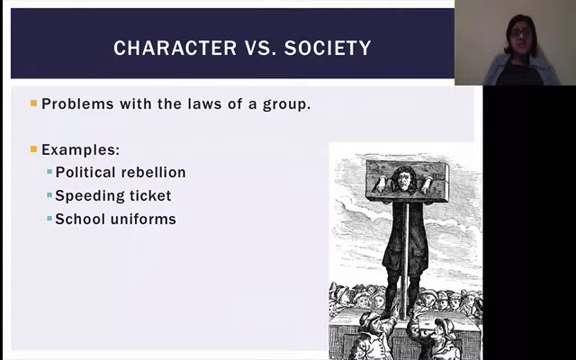The next is character versus society. So this is when a character has problems with the laws or norms of a group. So some typical situations for character versus society conflicts include political rebellions, even a speeding ticket, or maybe somebody is opposing school uniforms and doesn't like the norms of the school. So character versus society is pretty abstract. You're going against what a group of people has agreed upon to be the rules.